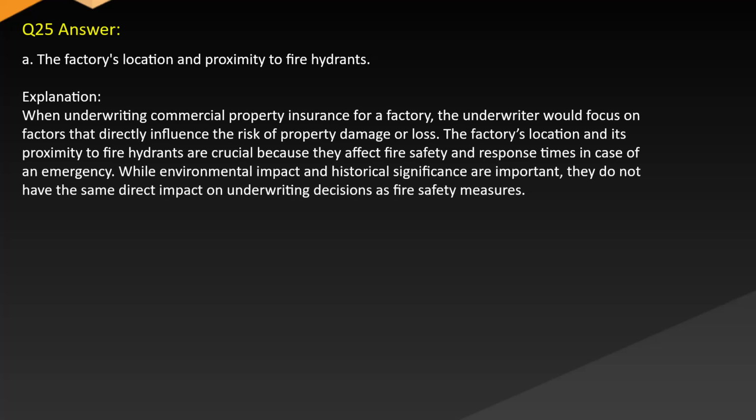Answer: A. The factory's location and proximity to fire hydrants. Explanation: When underwriting commercial property insurance for a factory, the underwriter would focus on factors that directly influence the risk of property damage or loss. The factory's location and its proximity to fire hydrants are crucial because they affect fire safety and response times in case of an emergency. While environmental impact and historical significance are important, they do not have the same direct impact on underwriting decisions as fire safety measures.